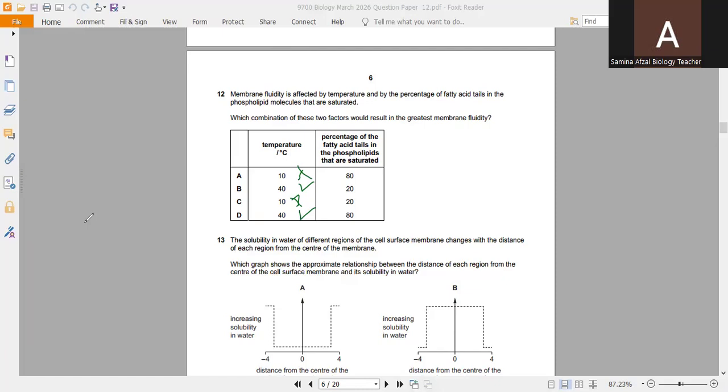So first of all, you know, saturated fatty acids have straight tails that pack closely together, making the membrane more rigid, no double bonds, no triple bonds. So unsaturated fatty acids have kinks that prevent close packing, keeping the membrane fluid. So to get the greatest fluidity, you need a lower percentage of saturated fatty acids. Thus, 20% provides greater fluidity than 80%. So B is the correct option.